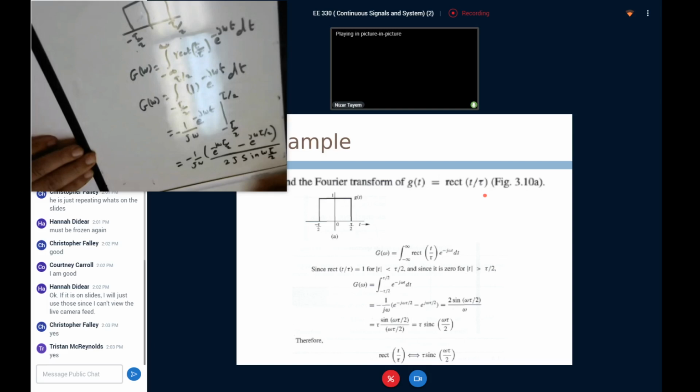Is this the sinc function? It is still not the sinc function. Why is it not the sinc function? Sinc function should be sine x over x. So here we have the angle omega tau over 2, and here we have omega, right? So what we should do here is multiply the numerator and denominator with tau over 2. If we multiply by omega tau over 2 over omega tau over 2, what will we get? We will get tau sine omega tau over 2 over omega tau over 2.